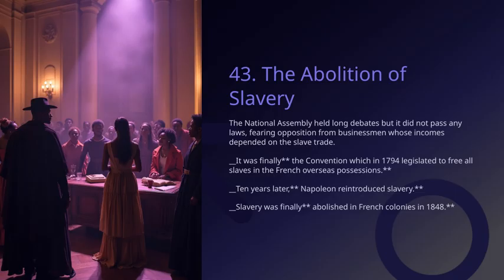They legislated to free all slaves in France's overseas possessions, marking a major milestone. However, this progress was short-lived. 10 years later, Napoleon reintroduced slavery, which shows how complex and contested this issue was at the time. It wasn't until 1848 that slavery was truly abolished in the French colonies, closing a chapter of a long and difficult struggle. This sequence highlights the evolving stance of France on slavery and underscores how economic interests and political changes influence the timeline of abolition.